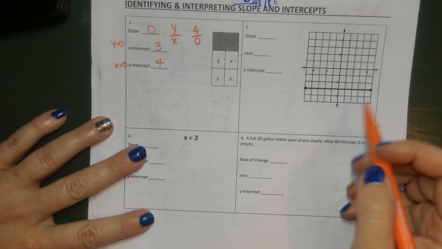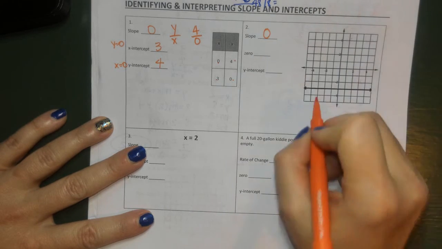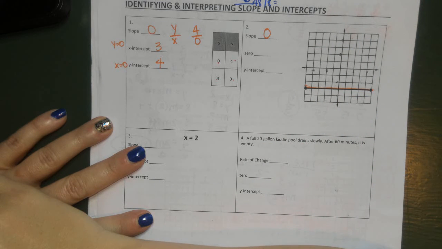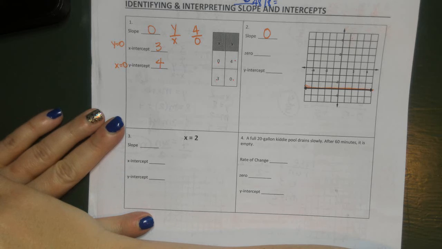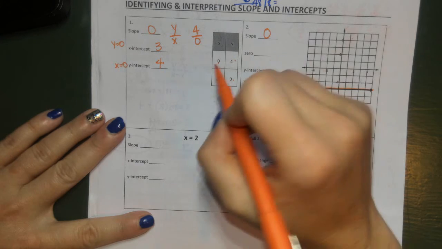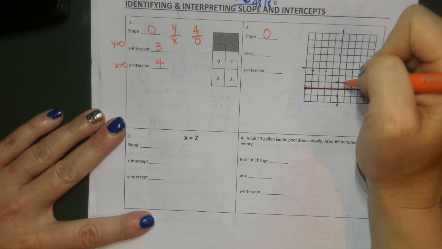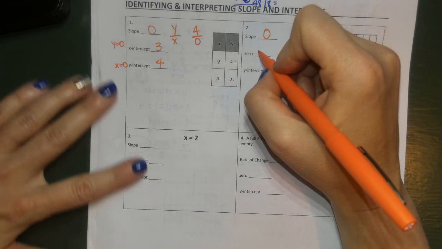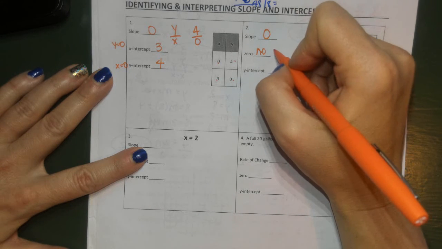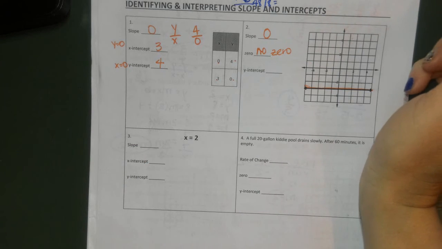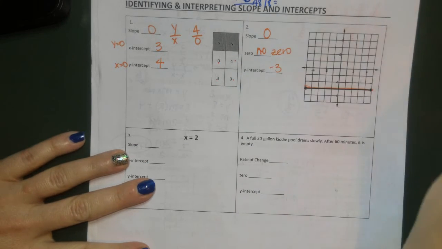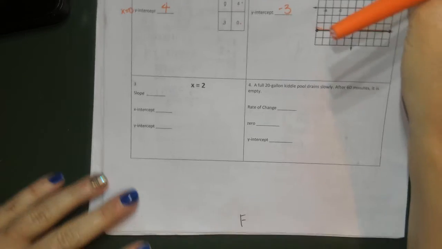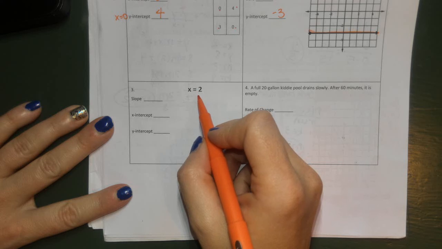The slope of this line is 0. It's flat. There is no slope. We also sometimes call an x-intercept, it's 0. So where is it crossing the x-axis? It doesn't cross the x-axis. It does not. There's no 0. Okay? And what is the y-intercept? -3. Okay? And then down here, the slope of this line is just x equals 2.